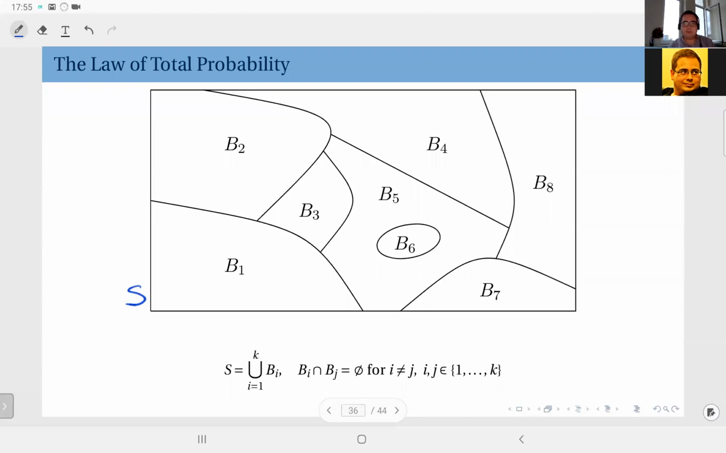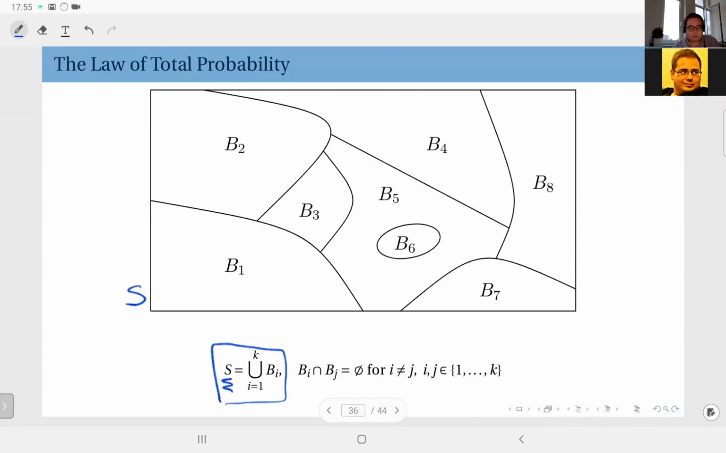These are all subsets of the sample space. So essentially they are events, okay? There are two conditions for this collection to be a partition. First of all, when you unite them, you should obtain the sample space. No outcome is left out. You pick any outcome, and it's in at least one of these events, B1 through B8.